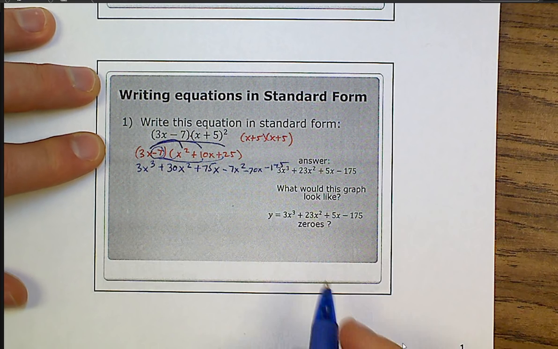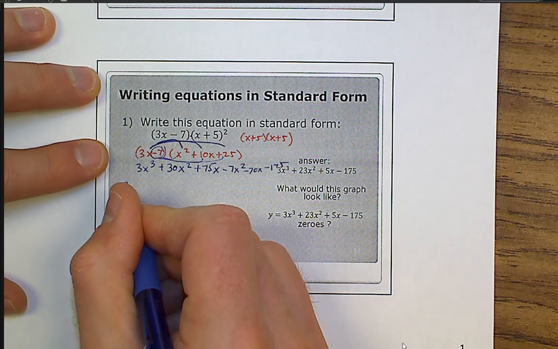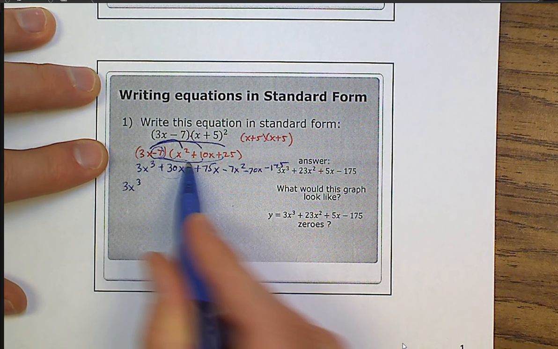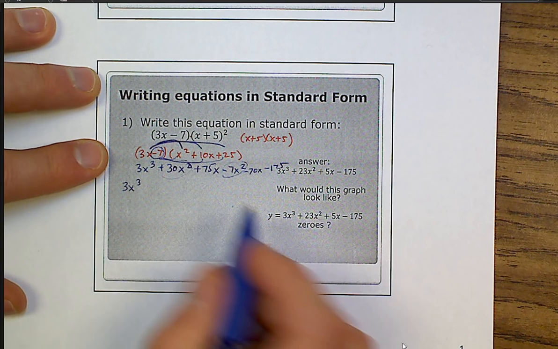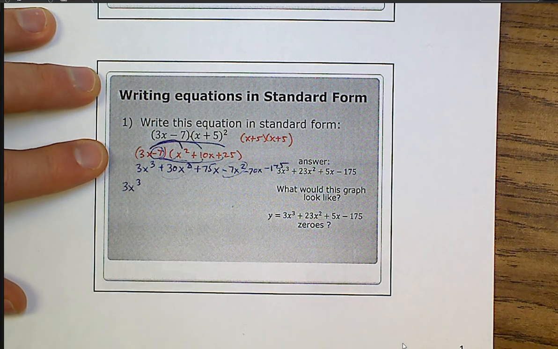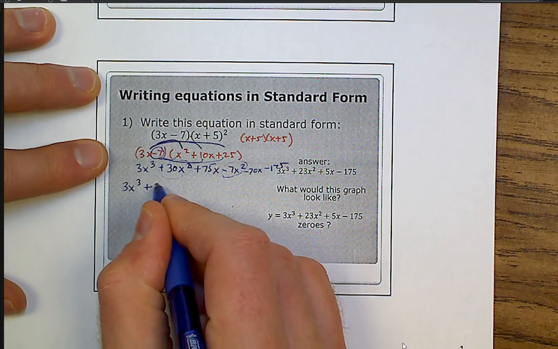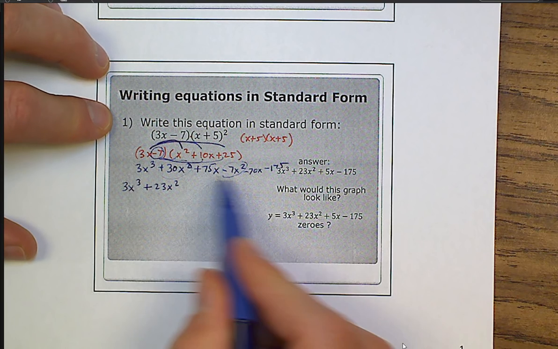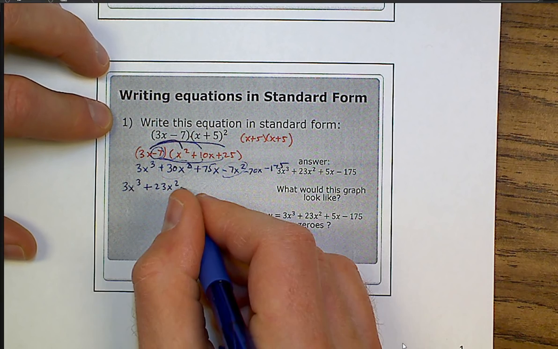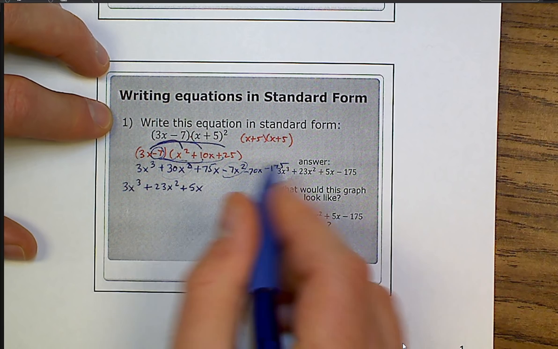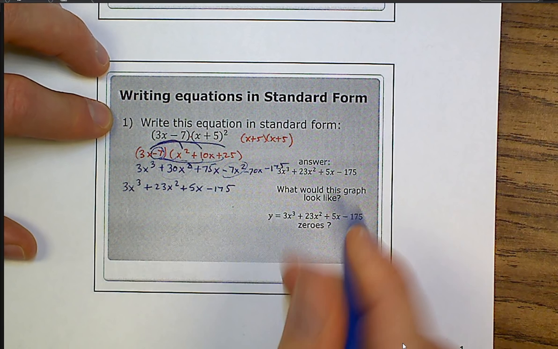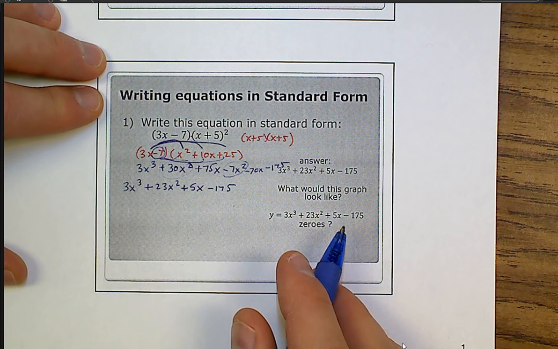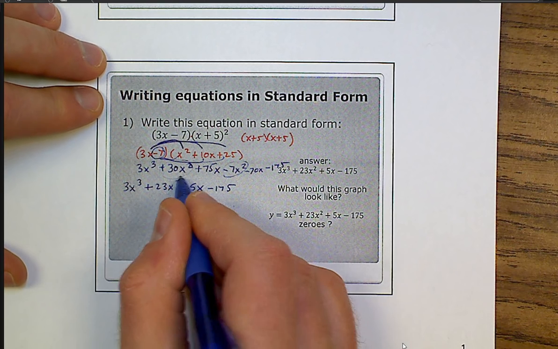Now we got to put our like terms together. So 3x to the third stays because that's all I have. I have a 30x squared, and I have a negative 7x squared, so add those two together, or subtract them, however you want to think about it, and that's going to be 23x squared. You have 75x and a negative 70x, so add those together, you get 5x, and then you have a negative 175, okay? And so that's all you really asked to do in this question. It just says write in standard form, so this would be our answer right here.